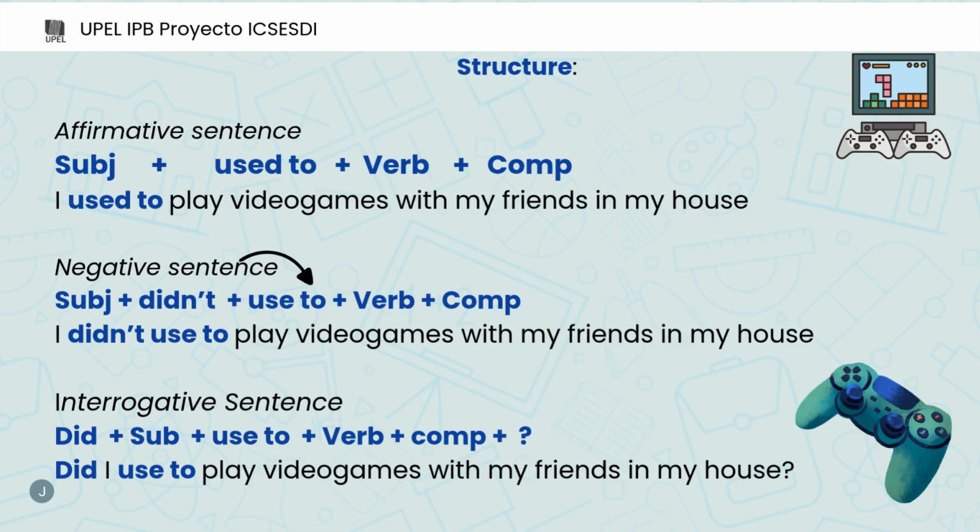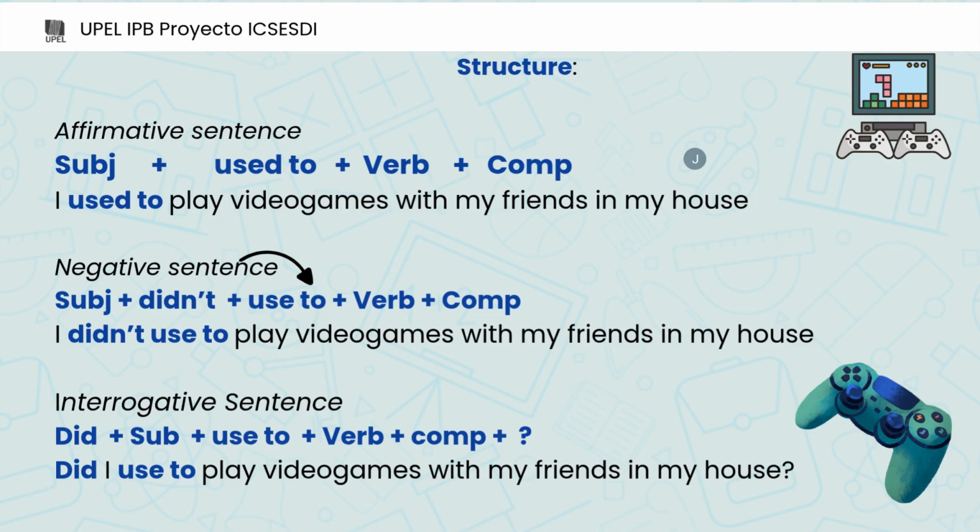Let's continue with the negative form. For you to create a negative sentence, you have to place the negative auxiliary "didn't" before the verbal phrase "used to." But pay attention. In this case, you don't put the letter D on the verb "use." Why? Because we're working in past simple tense. If you're using "didn't," it's not necessary to put the verb "use" in past. So let's read the example. I didn't use to play video games with my friends in my house.